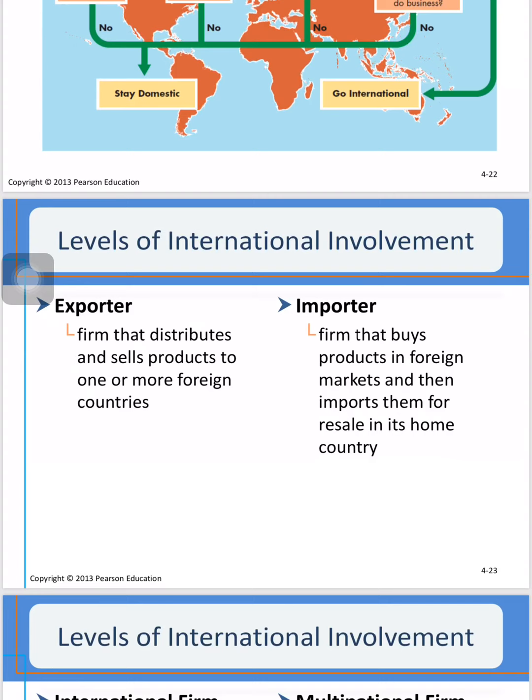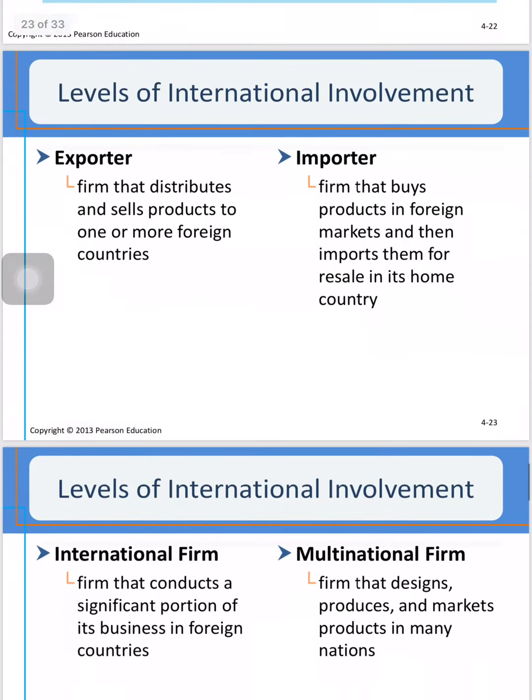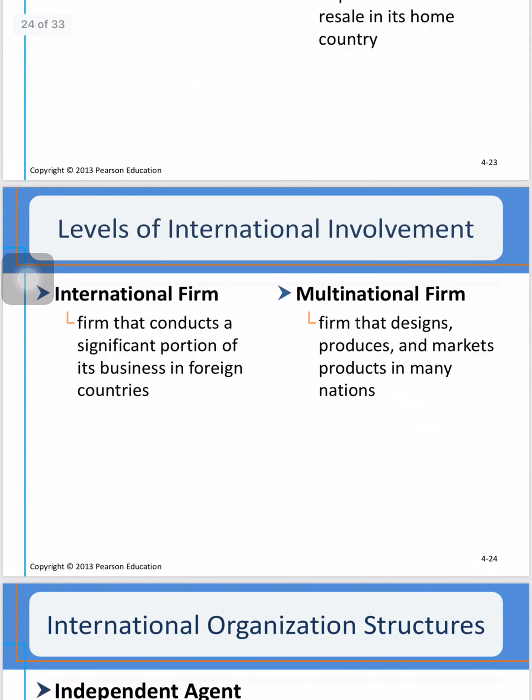An exporter is a firm that distributes and sells the product to one or more foreign countries. An importer is a firm that buys product in a foreign market and then imports it to resell in its home country.